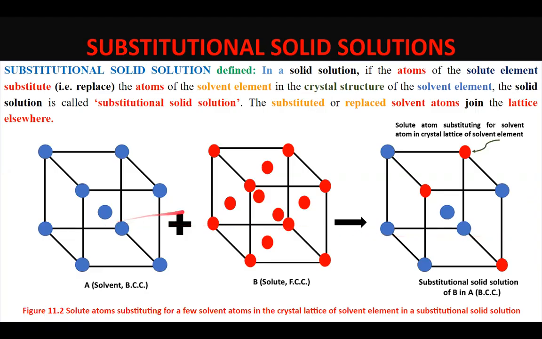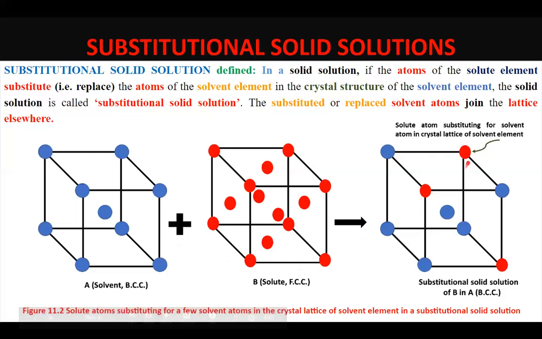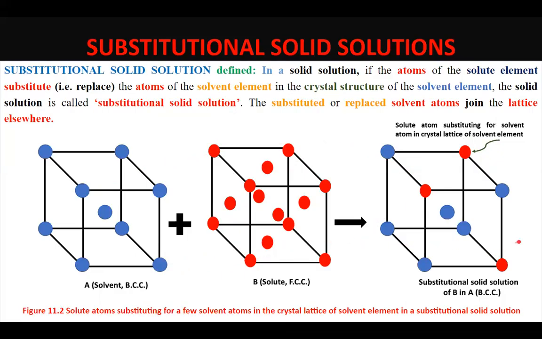Now in this case we have assumed that there are only two elements, the solute and the solvent. So what I'm saying is that in a solid solution, if the atoms of the solute element substitute or replace the atoms of the solvent element at some positions in the crystal structure of the solvent element, then the solid solution that gets formed is called a substitutional solid solution, as is the example that is shown over here.